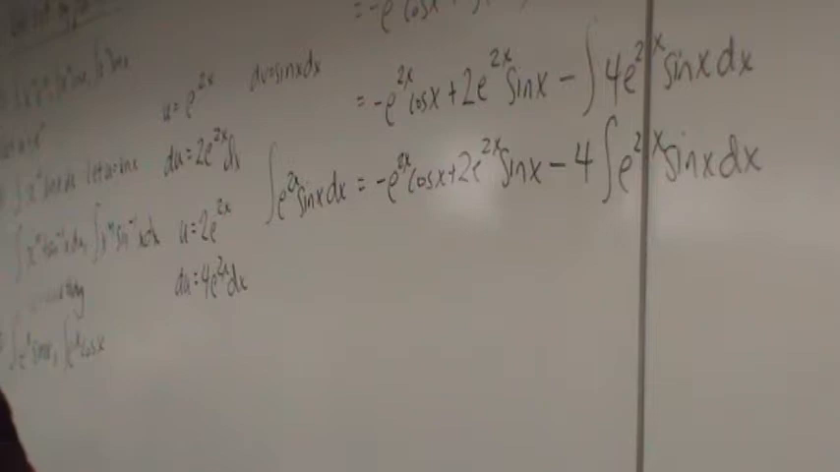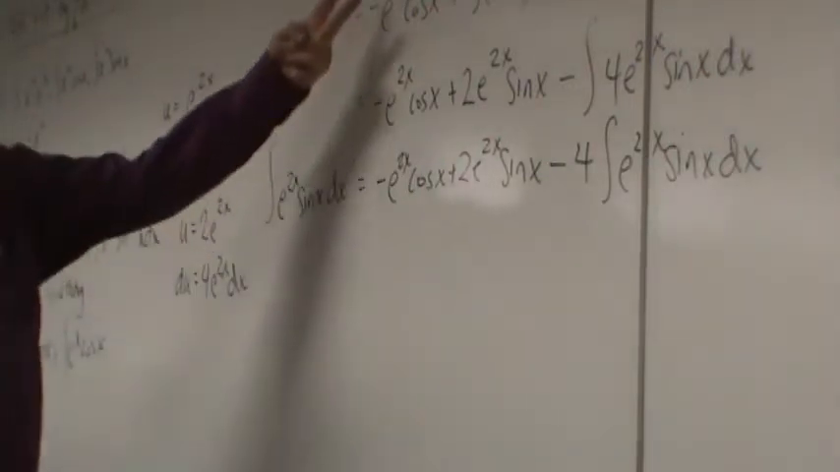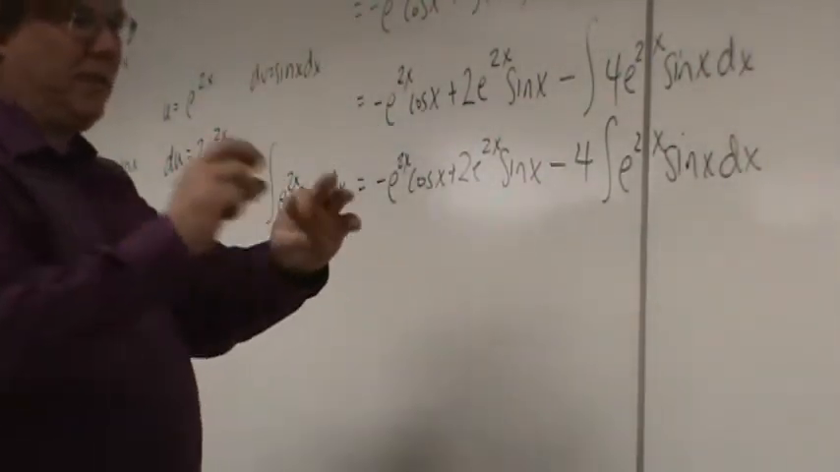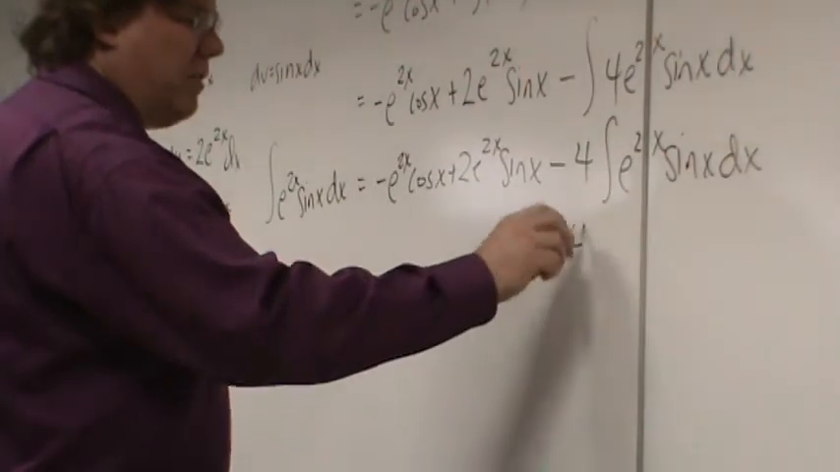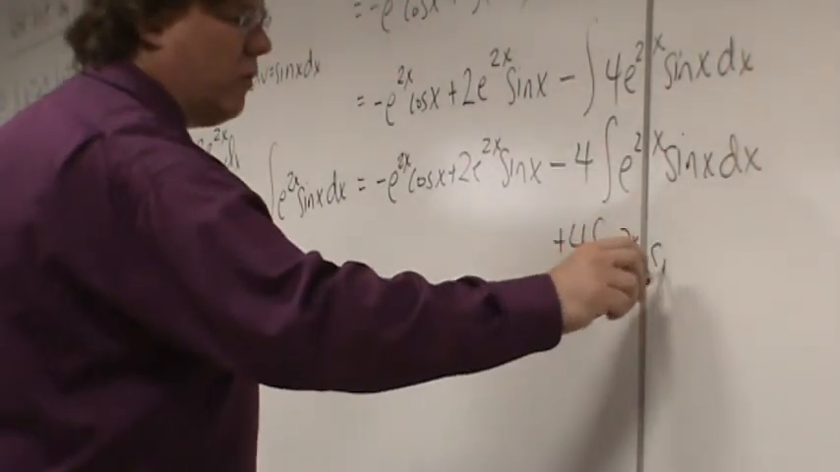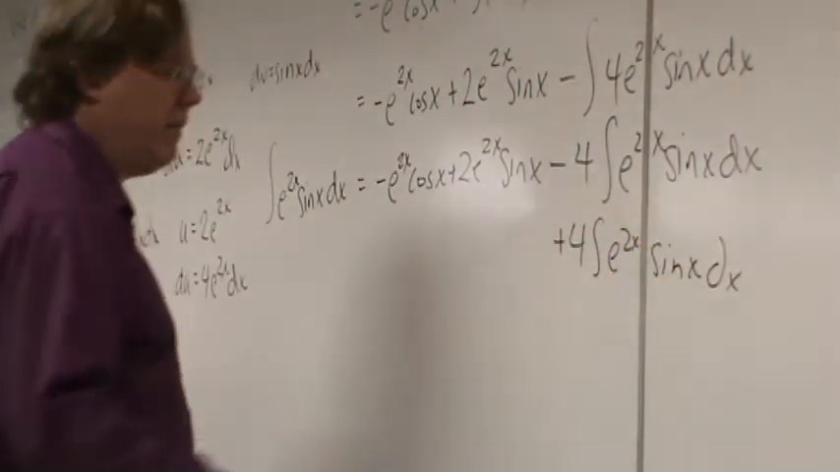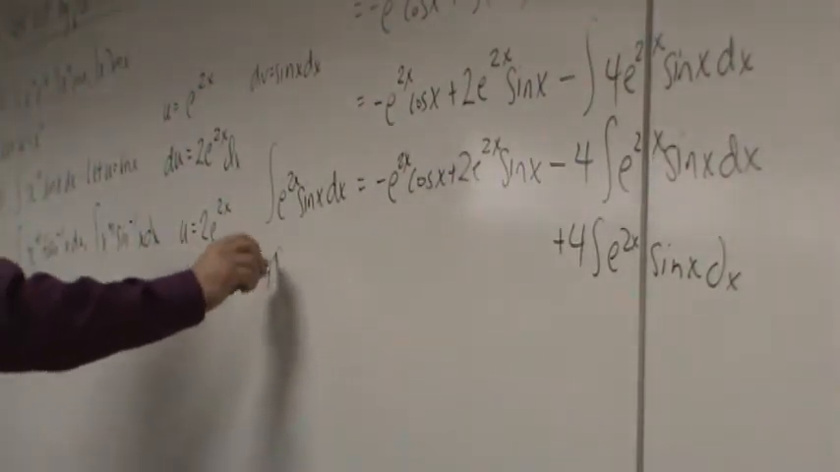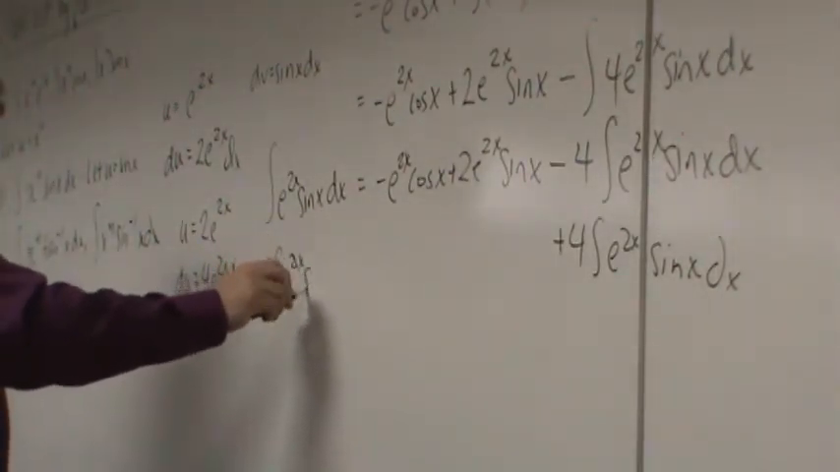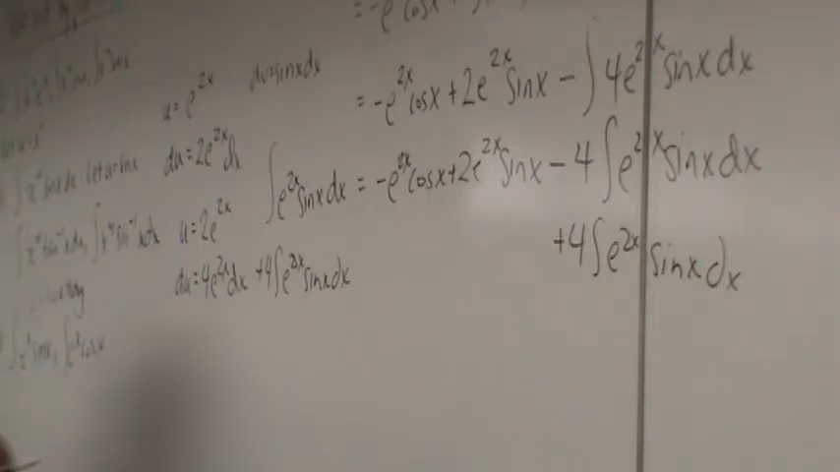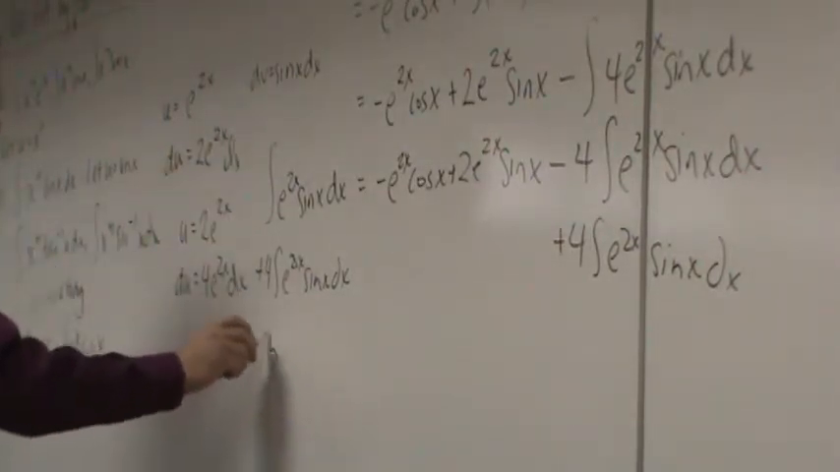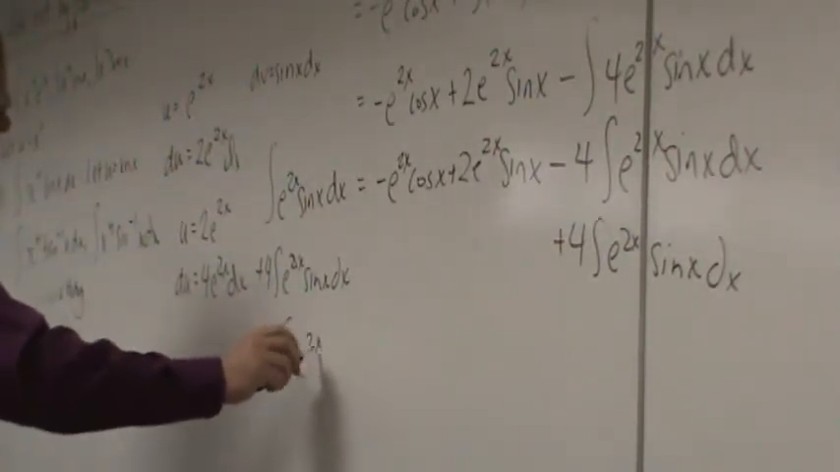And that's the trick. That's the big trick. You only have to do this twice. None of that integration by parts patience stuff. You just add 4 times this integral to both sides of the equation, right? So I'm adding 4 times this integral to both sides of the equation. So now the left side becomes 5 times that integral.